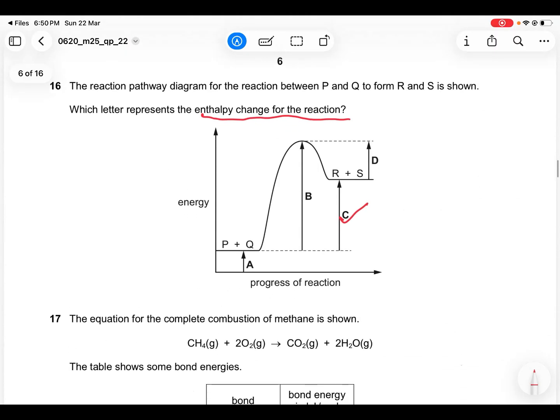The reaction pathway diagram for the reaction between P and Q to form R and S is shown. Which letter represents the enthalpy change for the reaction? Here they have given us an energy profile diagram for an endothermic reaction, because the reactants are at a lower level and the products are at a higher level. They are asking us to find out the enthalpy change of the reaction, that is delta H, and delta H is represented by the difference between the reactants and the products, which is by letter C.